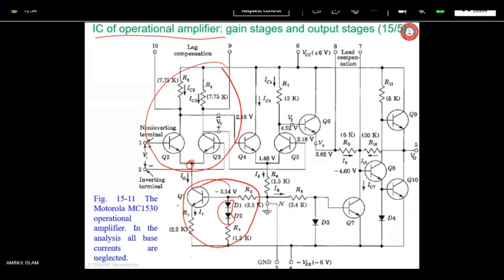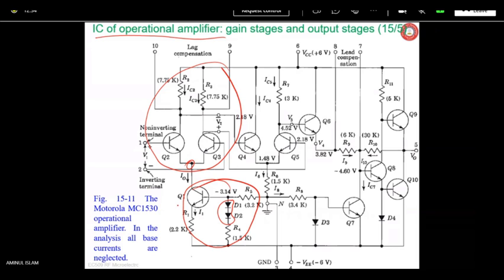And the currents in R9 and R10. This current in this direction is the potential here, that is VEN6, emitter of Q6, and VBN8 here, divided by R9, which is 6K, gives you 1.40 milliampere.